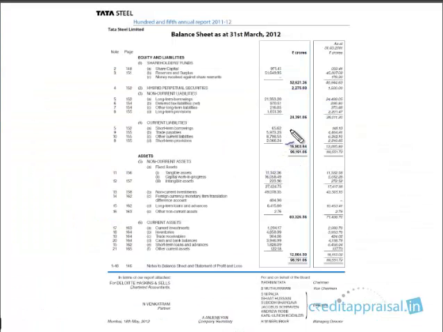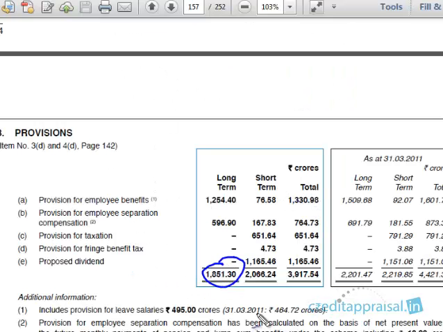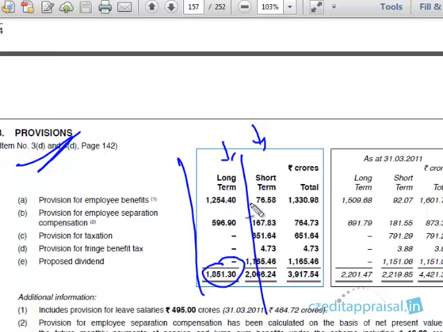The next item is 1851 crores. What is this? Long-term provisions. So let us see what these provisions are. So this is the long-term provisions. Again, the company has provided a bifurcation between long-term and short-term. The total provisions are bifurcated into long-term and short-term. At the moment we are interested in long-term provisions. So what are these provisions?